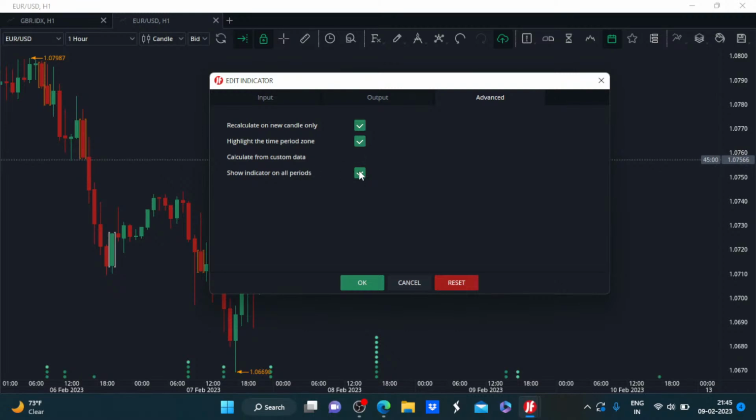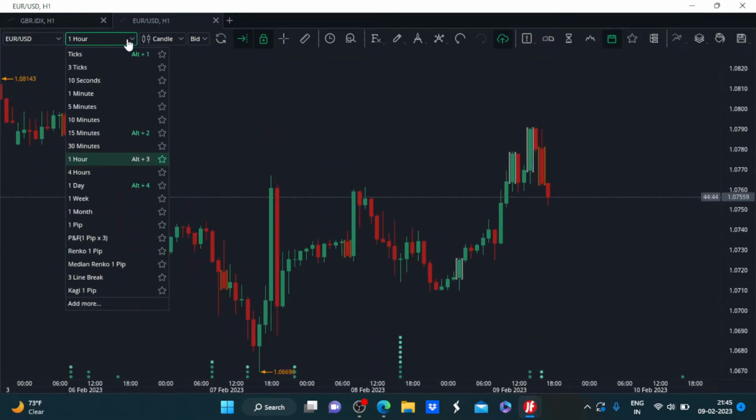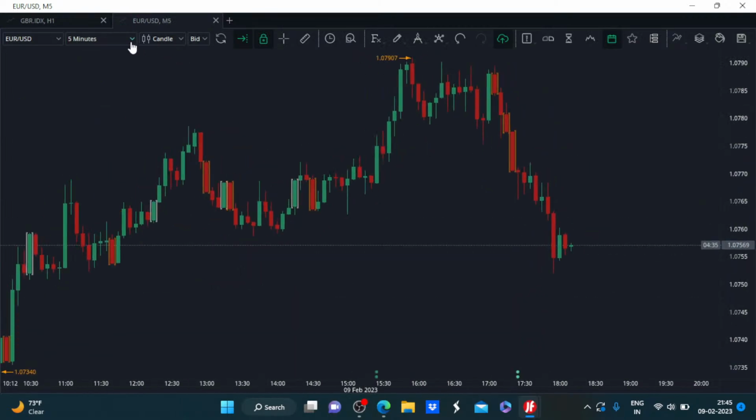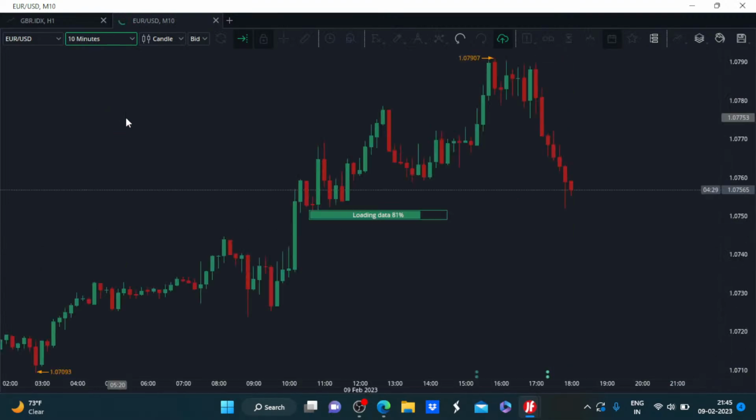Suppose if you want it to be available whenever you change the chart's candle period, you can opt in for this, else you will have to specify on which particular candle period it should be available. Only on those chosen time frames it will be available. So now that I have opted for 5 minutes and hourly, only on these time frames you will see it. But for example, if I change it to 10 minutes or any other candle time frame, it is not going to be visible.